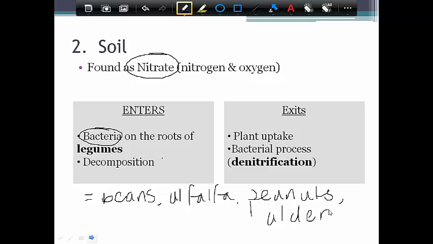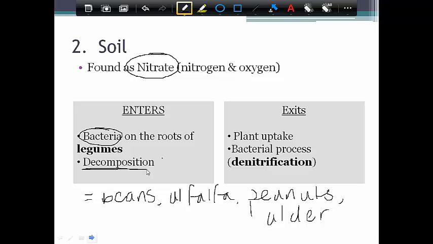Also, nitrogen can get into the soil through decomposition, but that's obviously from living organisms that have already gotten the nitrogen into their tissues. So if an organism dies, through decomposition it's going to put nitrogen into the soil.